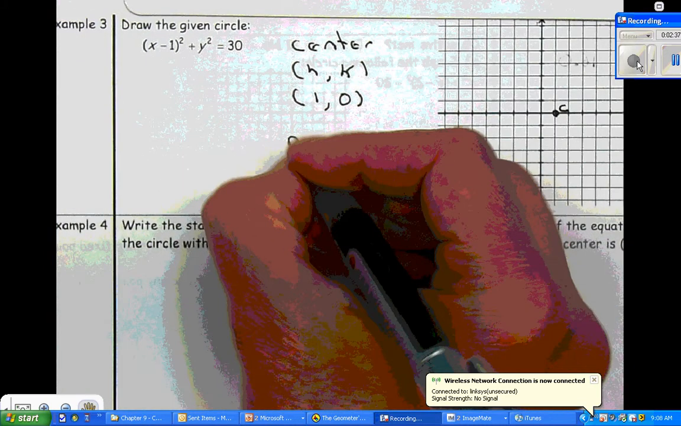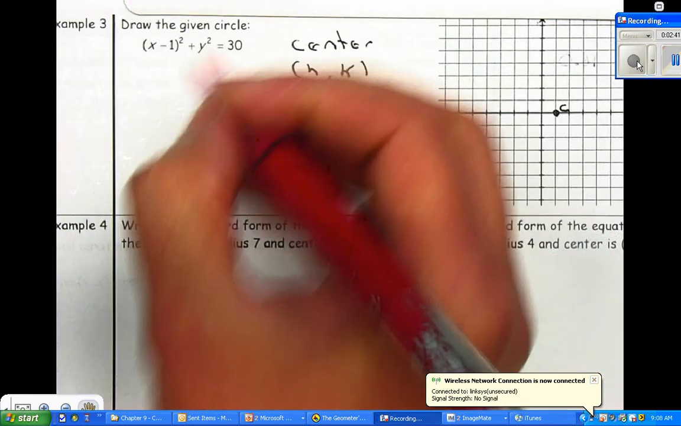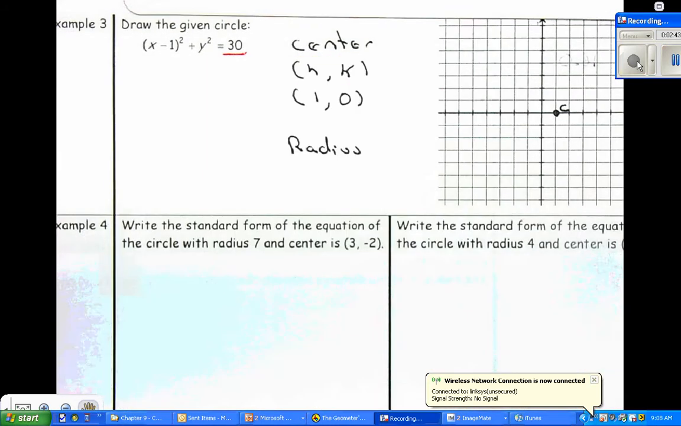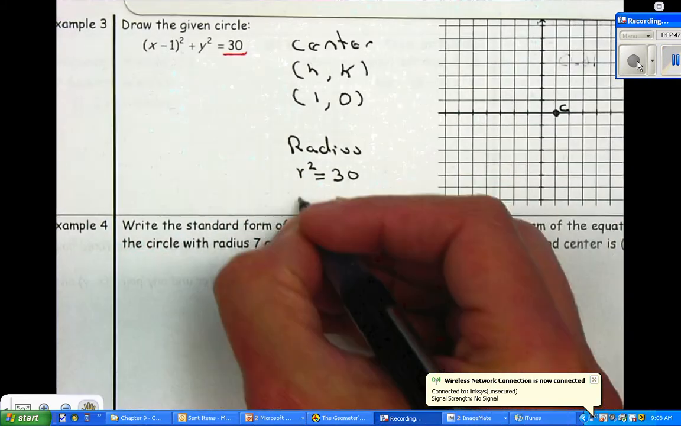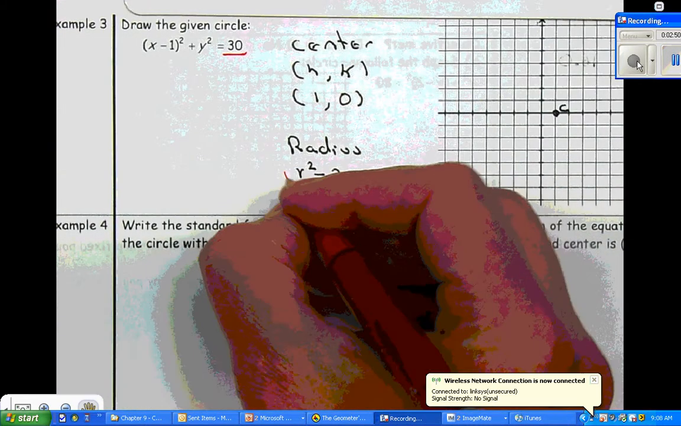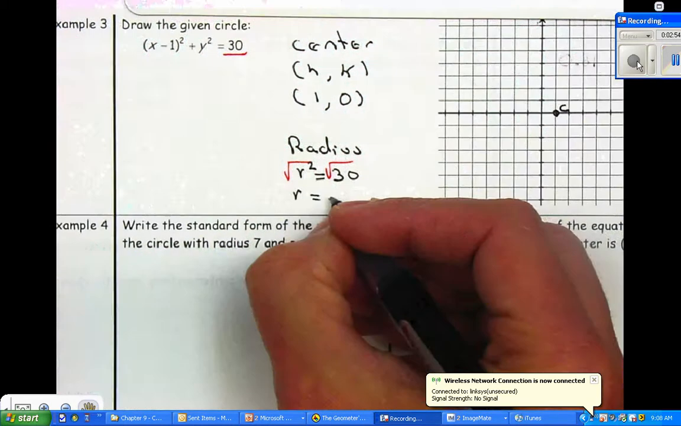Now we need to find our radius. So we're going to set r squared equal to 30. To solve for r, we take the square root on both sides. So r is equal to the square root of 30.